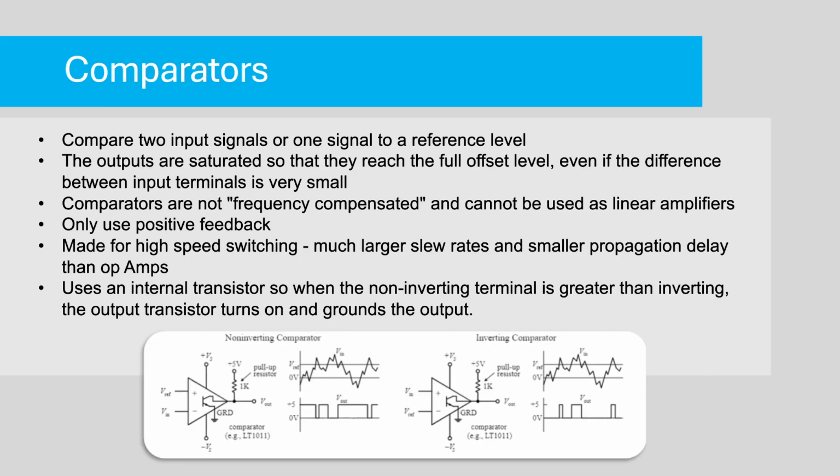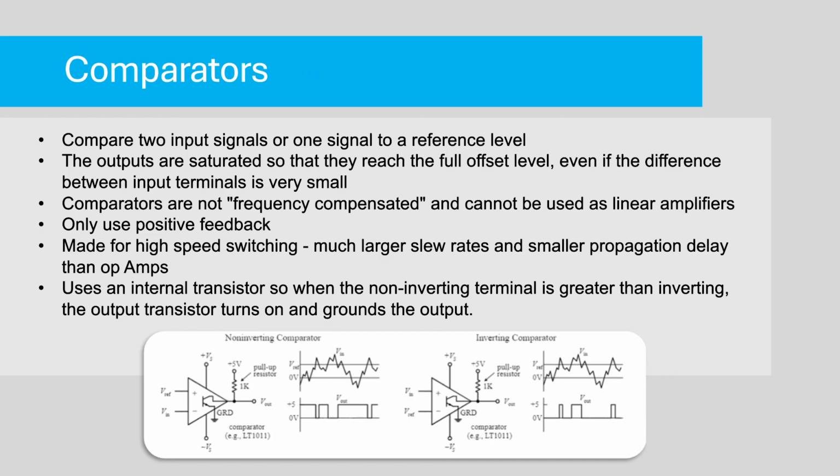So now we can look at comparators. Comparators are super useful operational amplifiers and have very interesting functions. Comparators take two input signals, or basically one signal and one reference signal. The outputs are saturated so that they reach that full offset even when the difference is very small. So that's obviously a typical function of an op amp.